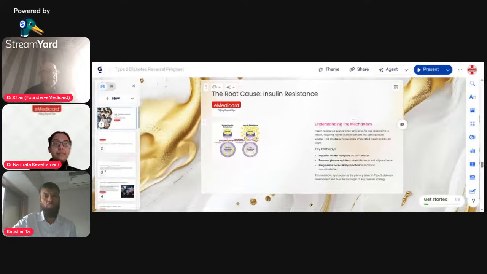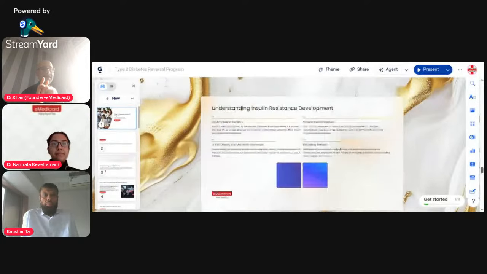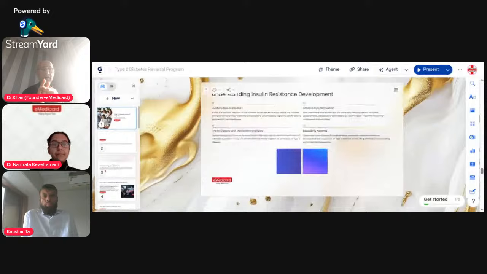Okay, so now understanding the insulin resistance development, right? Insulin's role in the body is simple. Next slide, please. Number one, insulin is a hormone released by the pancreas to regulate blood sugar levels. Second is chronic overstimulation, with constant release due to frequent eating and overconsumption. You end up releasing too much insulin, so overstimulation is happening. We are releasing too much insulin.